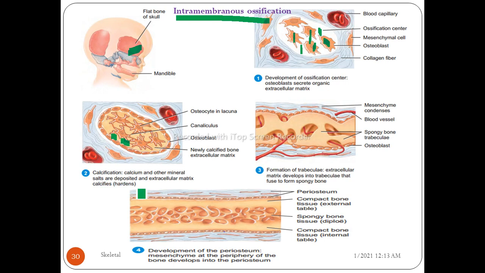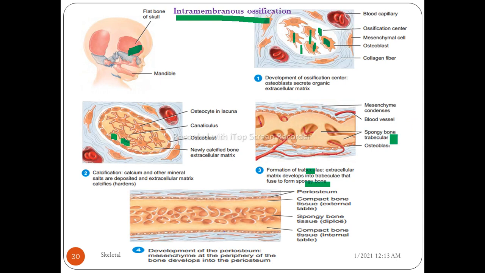After that, in step 3, trabeculae are formed. The extracellular matrix develops into trabeculae that fuse to form sponge bone. This extracellular matrix forms these trabeculae and forms sponge bone. This sponge bone is formed through ossification and through the perforation of these blood vessels.